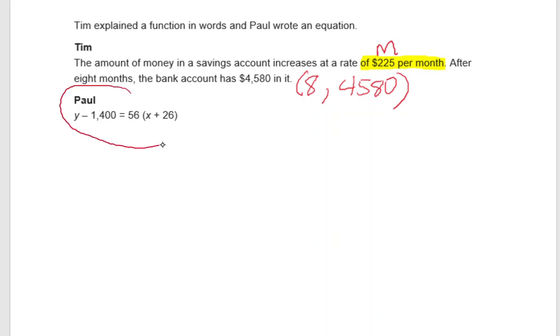So what they've given you for Paul is the point slope form. If you simplify by distributing and then getting y by itself, then you would also be able to determine the slope and y-intercept, and you would easily be able to compare that to TEM.